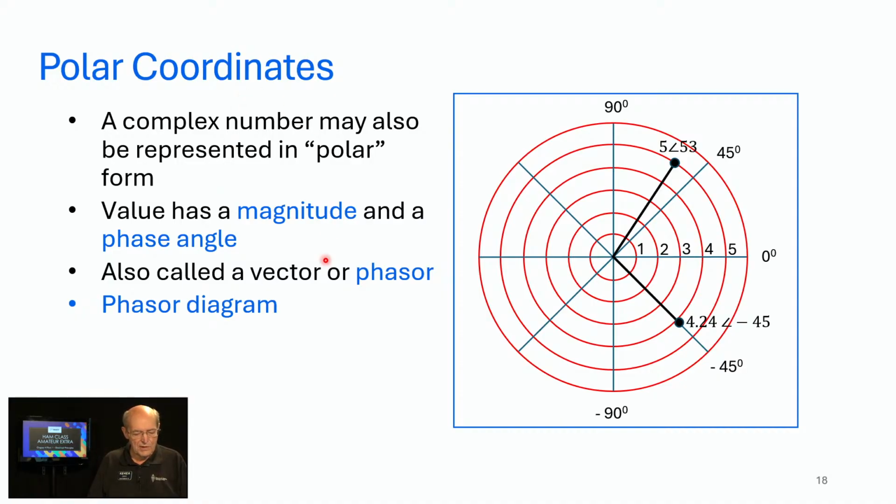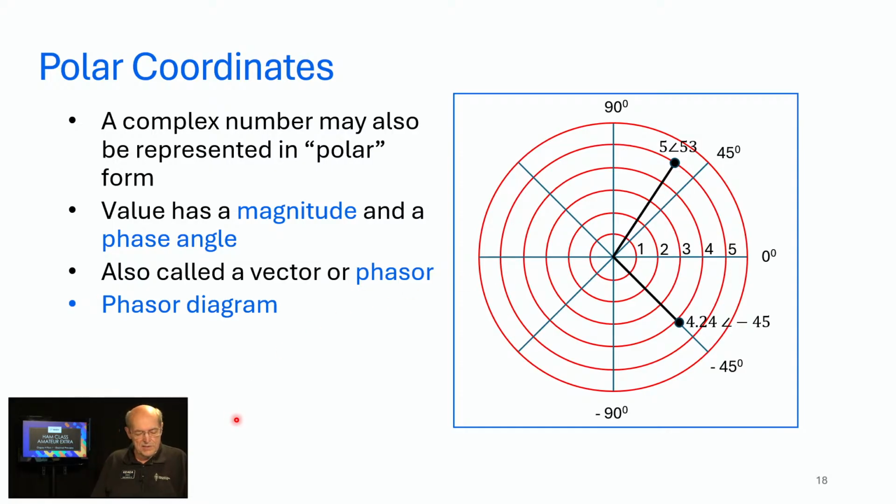Now in polar coordinates, a value has a magnitude and what's called a phase angle. So in this case here, we've got a magnitude of 5. 1, 2, 3, 4, 5. And the phase angle, or the angle from the reference line, is about 53 degrees. You can see it's between 45 and 90. It looks like that's probably pretty close.